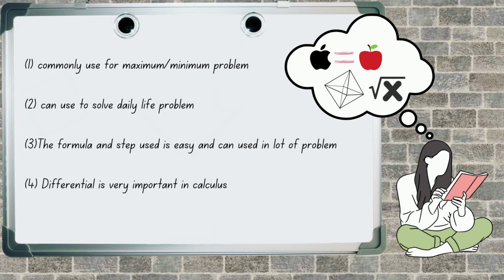Like us engineers, we will surely apply it someday when we finally get into our field of work. Secondly, we can apply and use this to solve daily life problems. Like in the previous scenario, we can find how many apple trees Uncle Gojo needs to plant to maximize the output. Thirdly, the formula and steps used are easy, can be used in a lot of problems, and are easy to study.